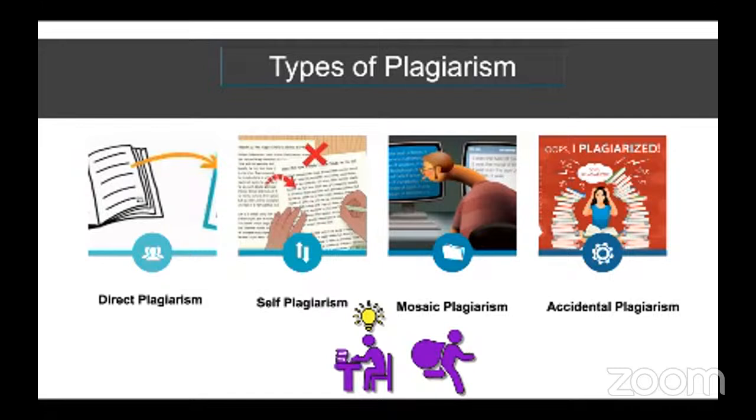The last one is accidental plagiarism. Being human beings, we can make mistakes, and we might say we didn't do it intentionally, that we did it accidentally and unintentionally. I was not planning to do it, but even then this is plagiarized work. You cannot justify yourself by saying it was not intentional.